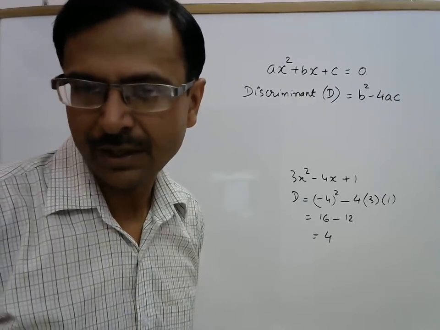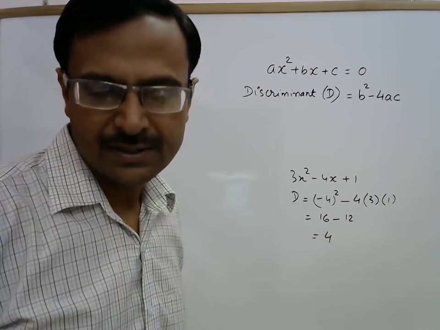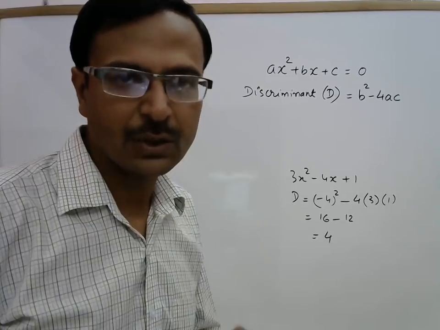Why only discriminant, Hardik? Because nature of roots cannot be found out without finding the discriminant. Discriminant is the quantity which decides what kind of roots a quadratic equation has.